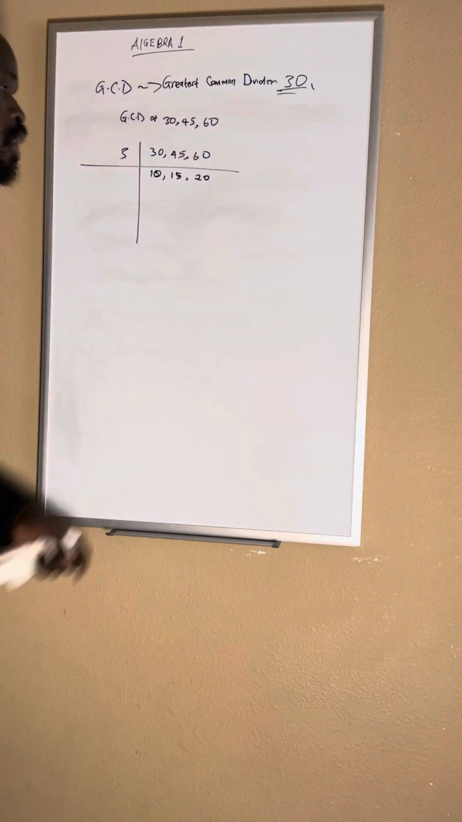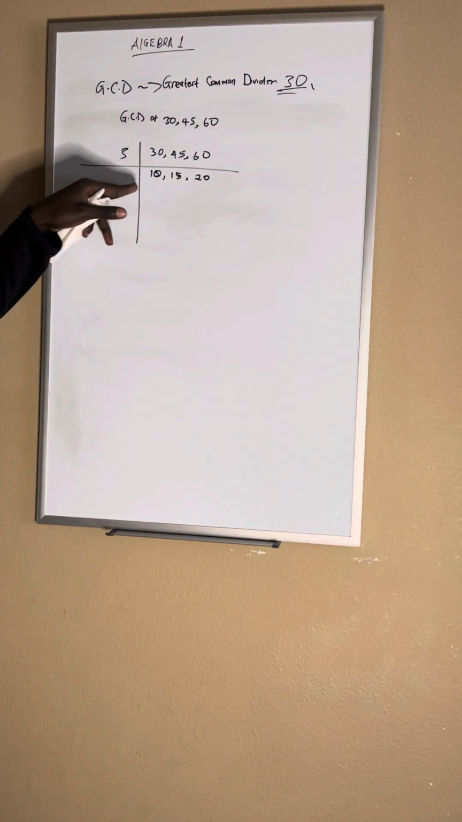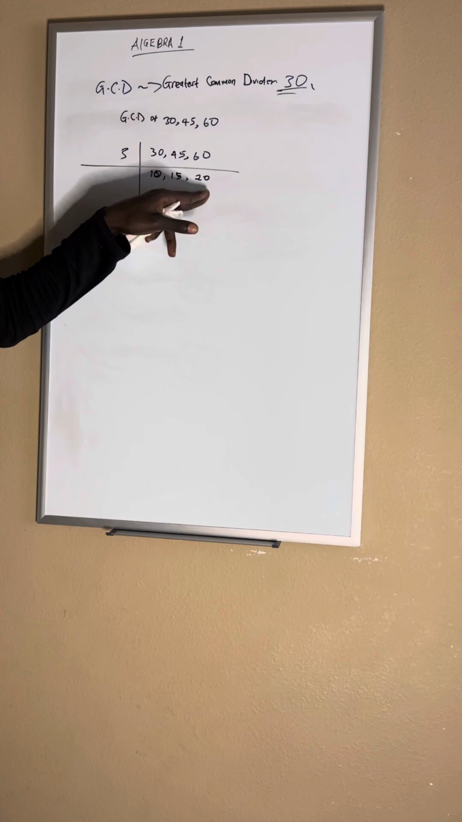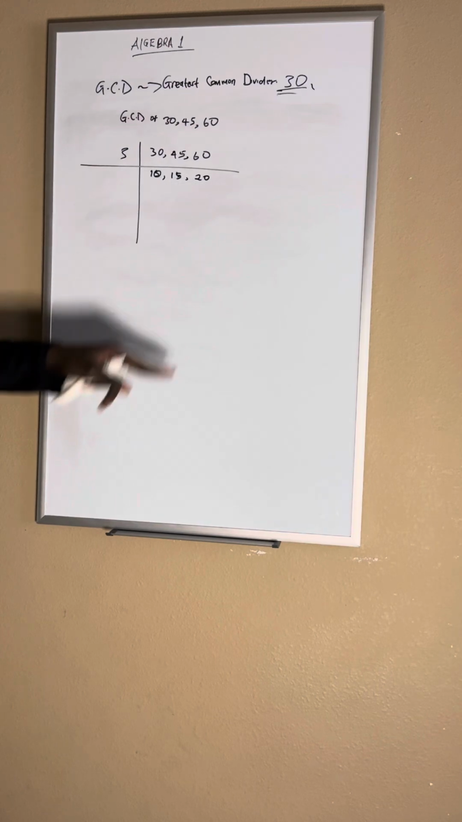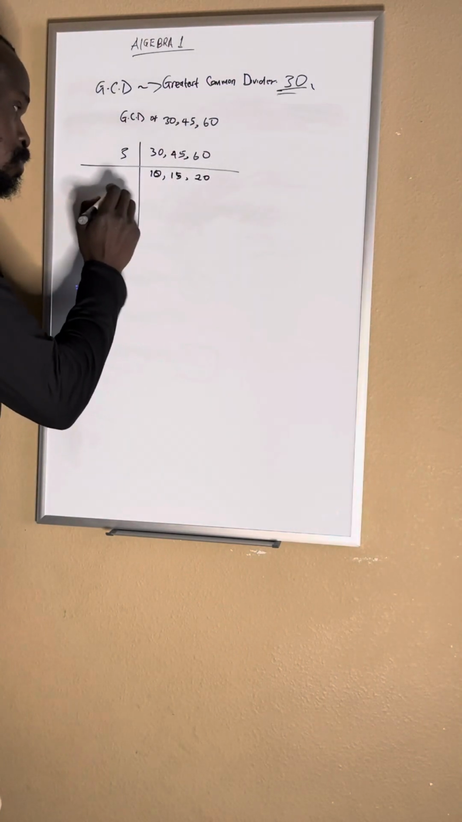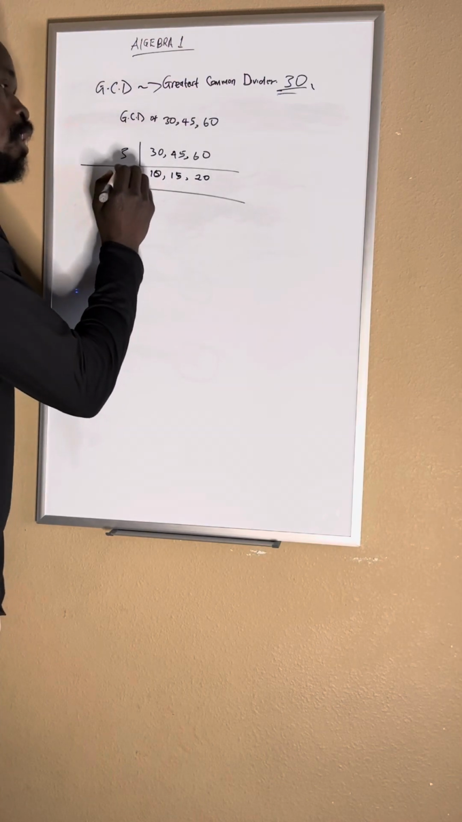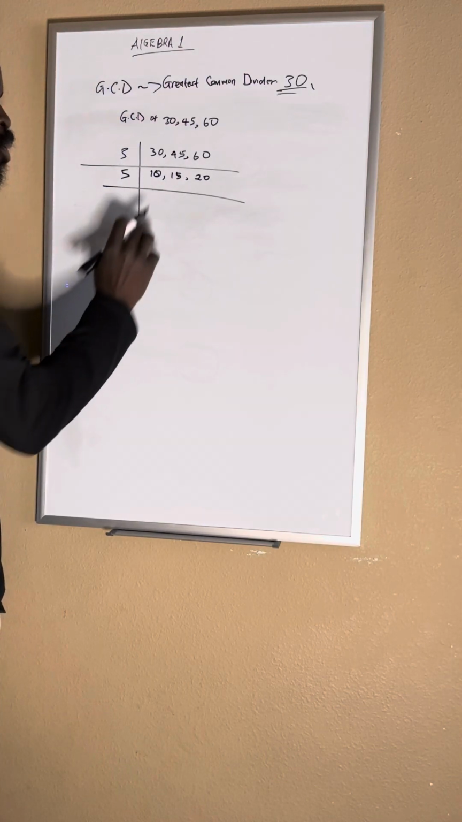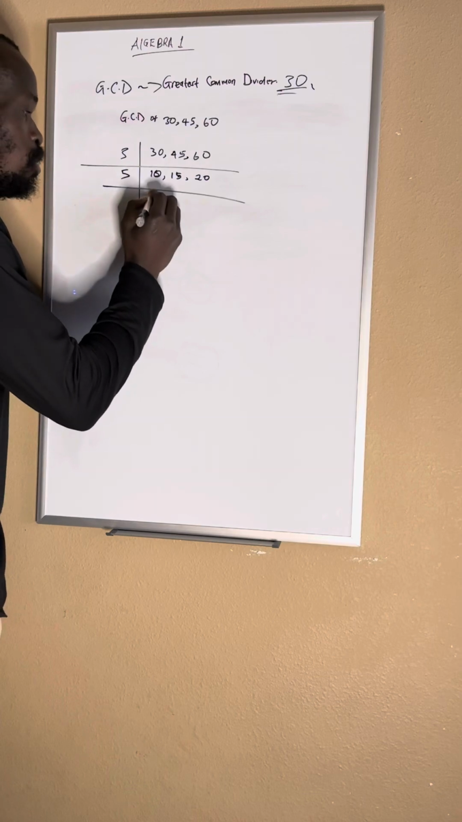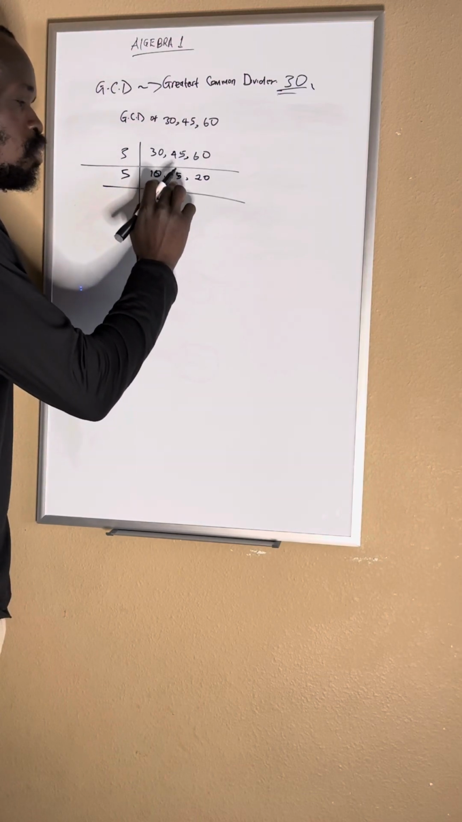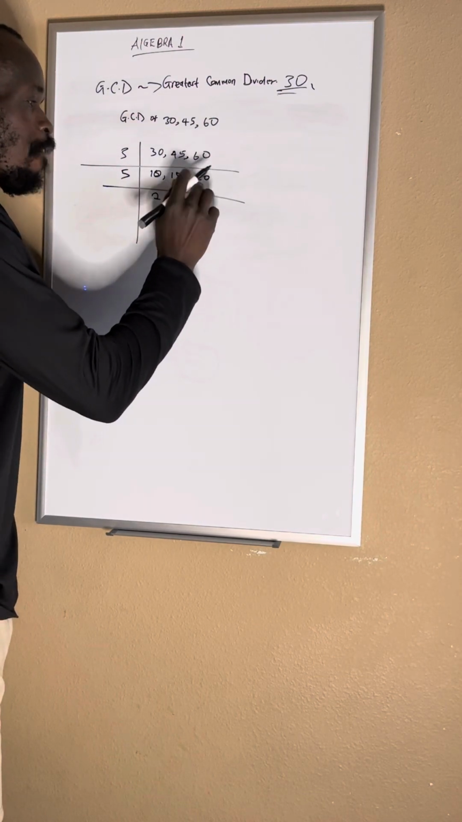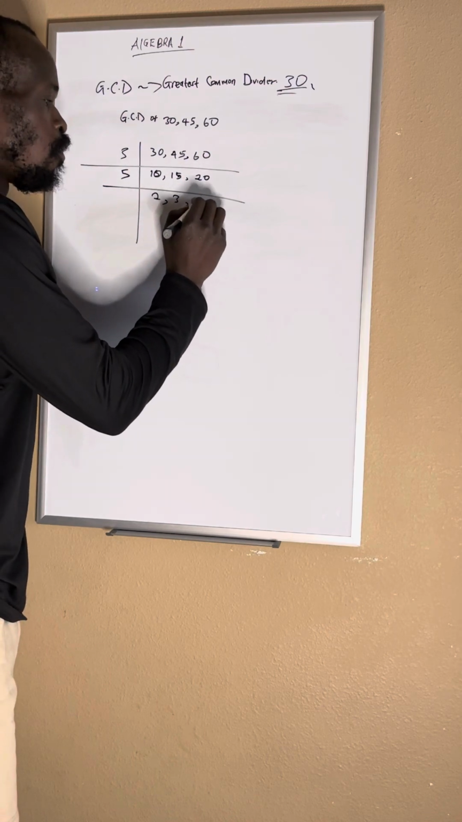Now, which number will divide all these numbers completely to make it an integer? Which is the next number, guys? 10, 15, and 20. The next number is 5, because 5 goes into 10 how many times? 2 times. 5 goes into 15 how many times? 3 times. And 5 goes into 20 4 times.